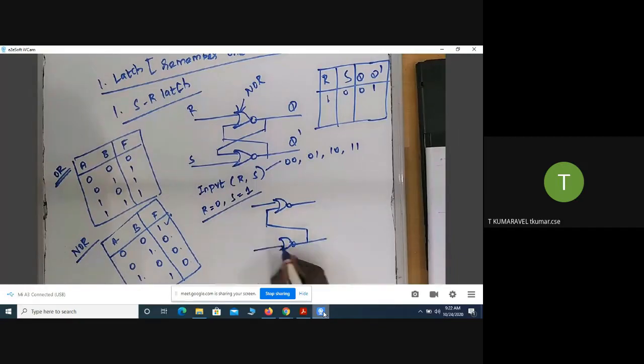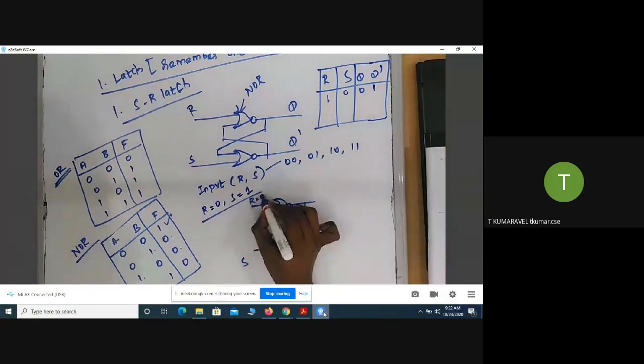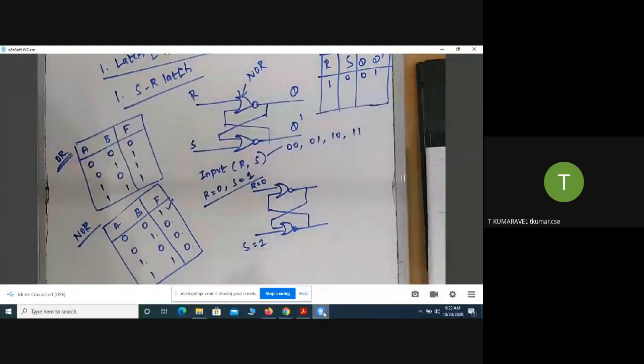Okay, this is called R, this is called S. So R value equal to 0 and S value equal to 1. Already we have inferred one piece of information: if any one of the inputs is equal to 1, definitely the NOR gate produces the output value equal to 0. So definitely it will produce output equal to 0.